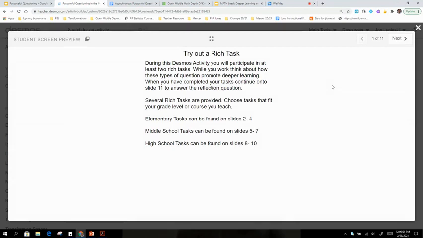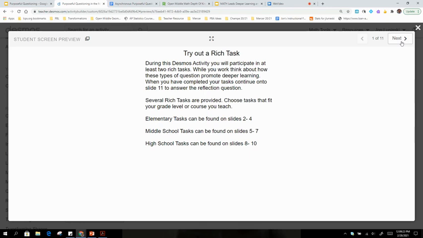At this time, you're going to go back to the playlist and go on to the Desmos activity where you're going to try out different rich tasks. When you log into Desmos, just use your Google account. I have elementary tasks, middle school tasks, and high school tasks. Feel free to just look through all of them, though.